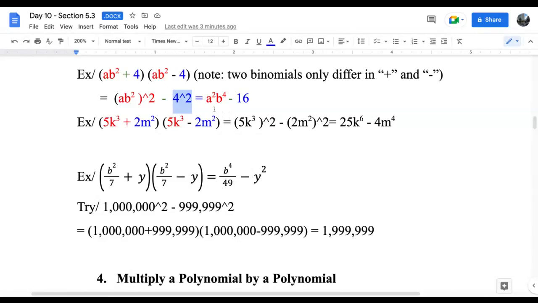Well, 4 squared equals 16. That's the easy part. So how do we square this one? (ab²)², because everything inside the parentheses is under the square, so we need to square everybody inside the parentheses. So we got a², and b² raised to the 2, that's b⁴. So we got a²b⁴ minus 16.